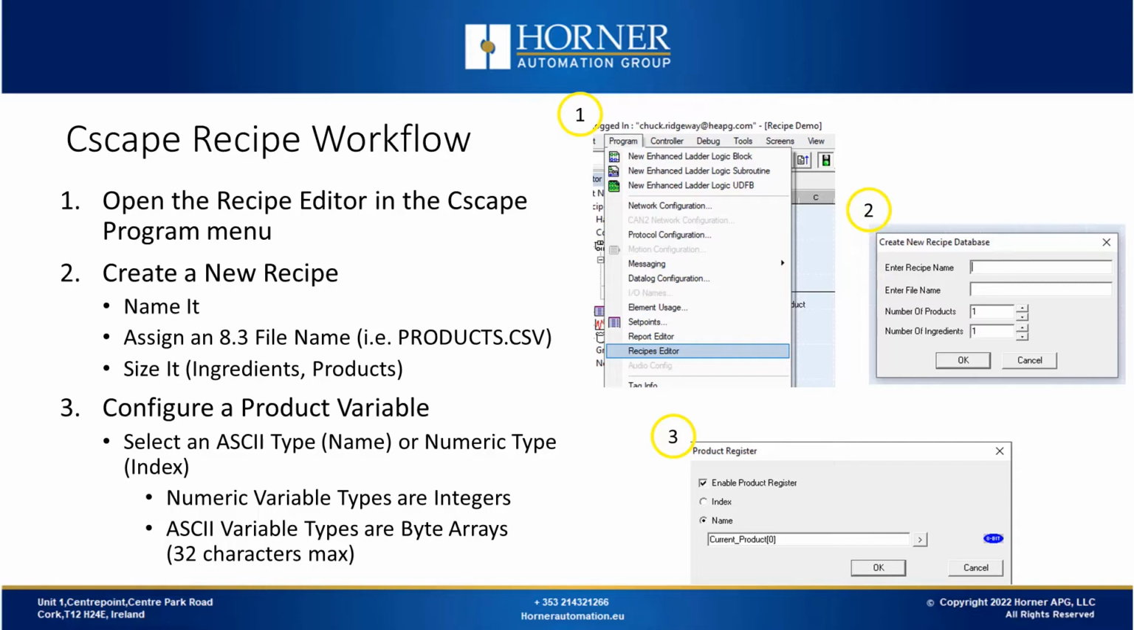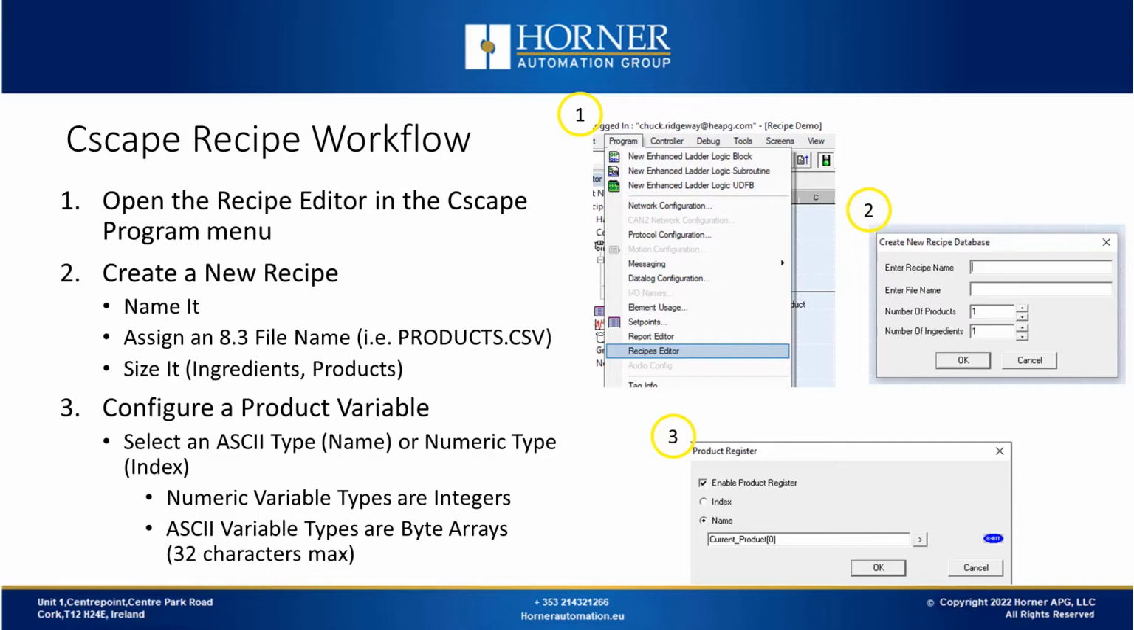When you're running your machine at any given time, typically you'll have a specific product that's been selected, and those recipe parameters are going to be loaded into the ingredient variables for that product. So it can be very helpful within the logic to be able to see what product recipe is currently being executed. Here you have two choices.